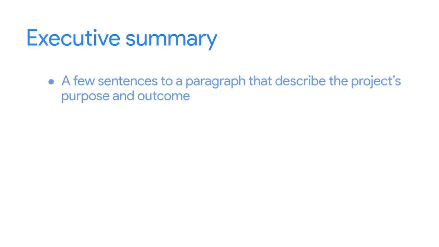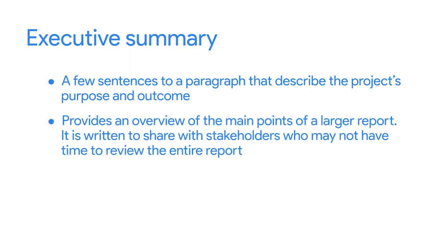Let's get into the elements that should go into an impact report. One of the most important pieces of an impact report is the executive summary. It's where you can highlight the key points of the project for your stakeholders. An executive summary is a few sentences to a paragraph that describe the project's purpose and outcome. It provides an overview of the main points of a larger report. It's written to share with the stakeholders who might not have time to review the entire report. So think of the executive summary as a highlight reel for your project.